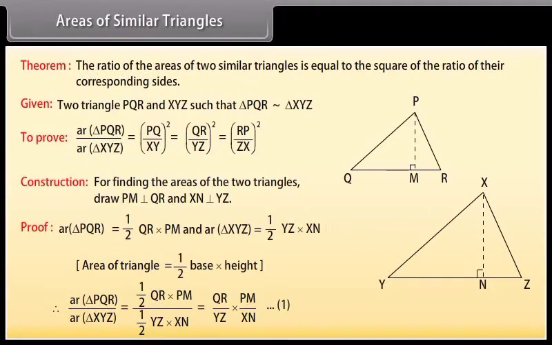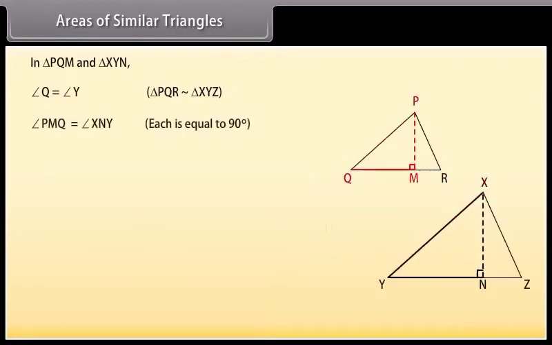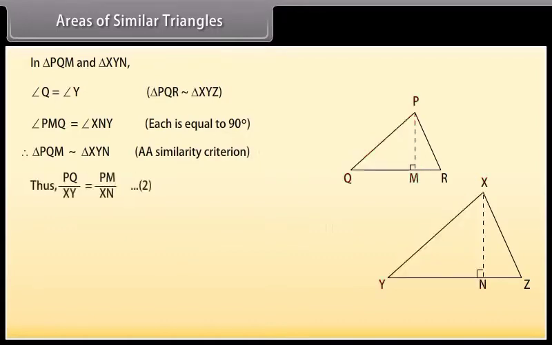Mark it as 1. In triangles PQM and XYN, angle Q is equal to angle Y, since triangle PQR is similar to triangle XYZ. Angle PMQ equals angle XNY, each angle is equal to 90 degrees. Therefore, triangle PQM is similar to triangle XYN by AA Similarity Criterion. Thus, PQ upon XY equals PM upon XN.